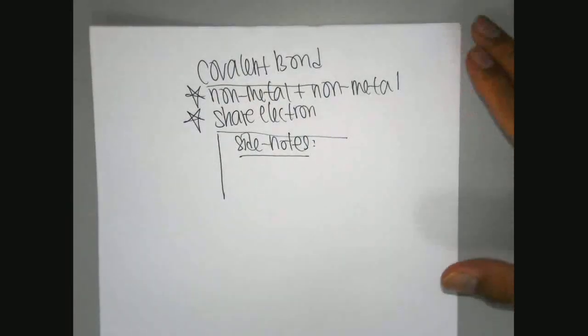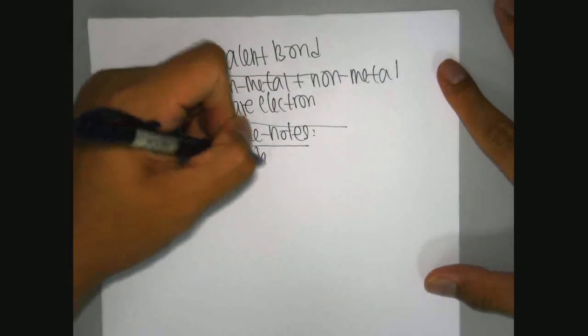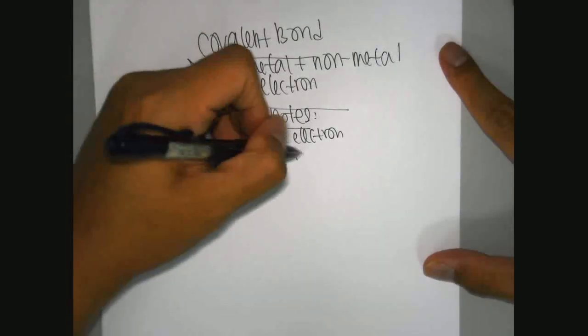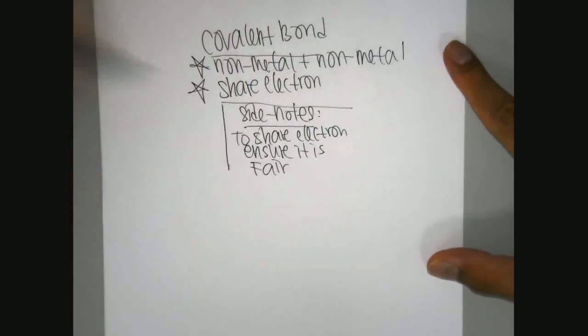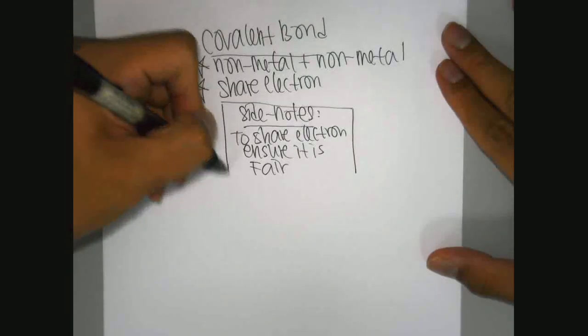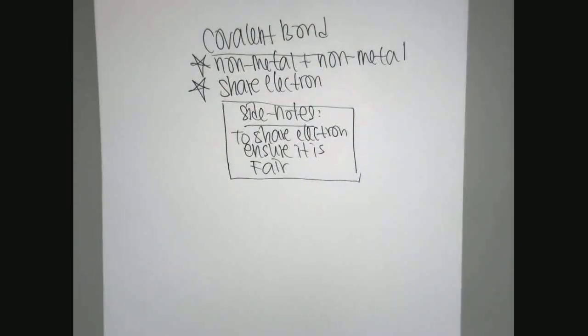If we want to share electrons, we must always ensure it is fair. What do I mean by fair? If one substance shares one electron, the other substance must also share one electron. If one substance shares two electrons, the other substance should also share two electrons. Then only it would be fair. This concept will be very important and significant as we move on later.